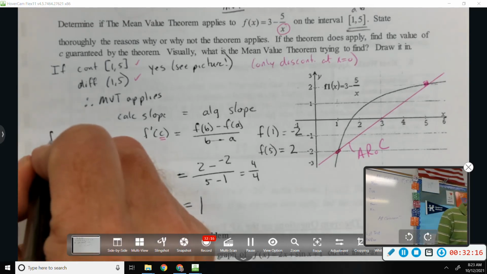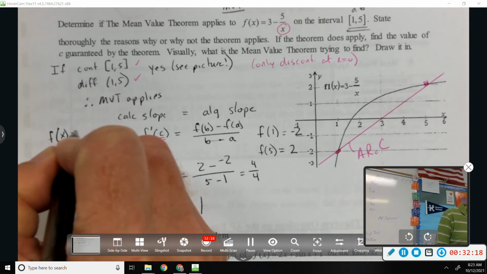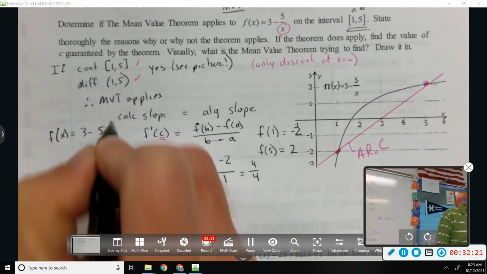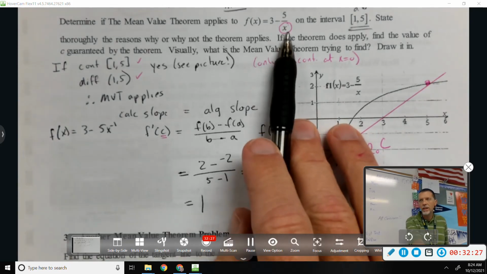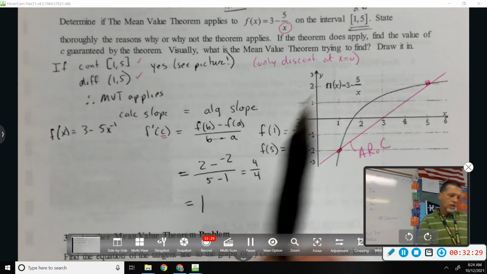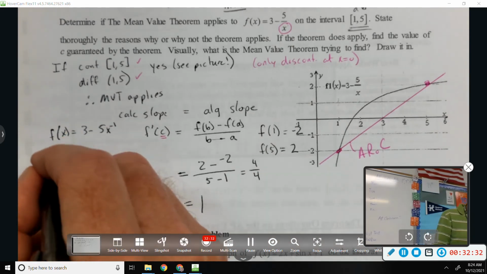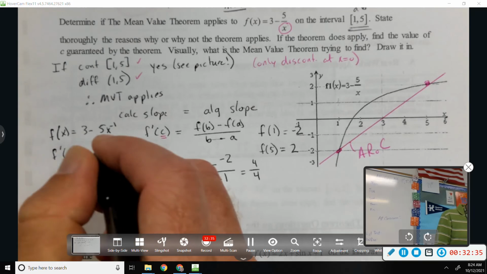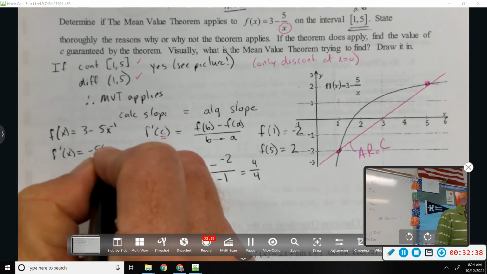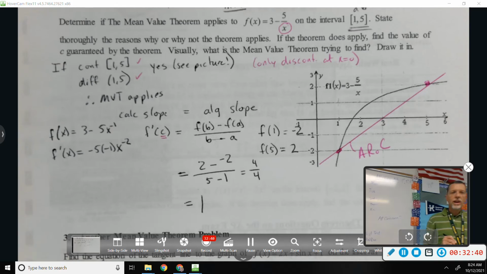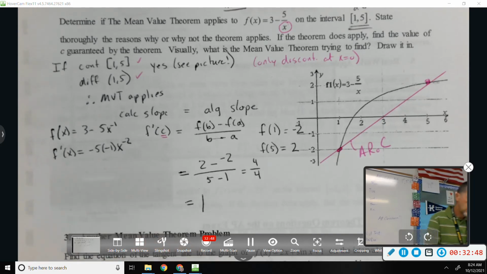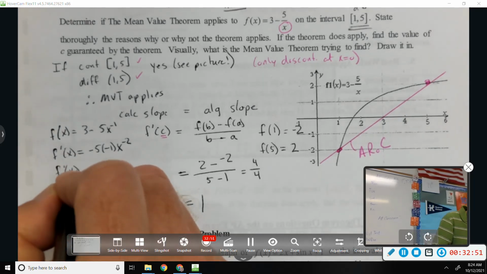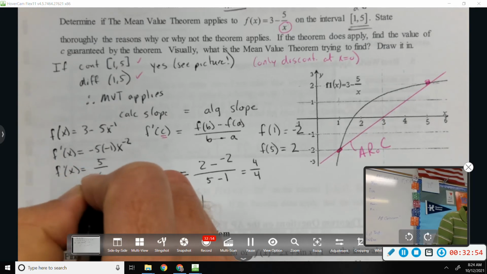The calculus slope. I'm going to rewrite f of x so I can take a nicer derivative, right? Because I don't want to take a derivative with the denominator. I mean, I could, but that would be quotient rule. So I'm going to rewrite it. Its derivative then would be, right, bring down the exponent as the coefficient, decrease the exponent by 1, right? Power rule. So the derivative is 5 over x squared.